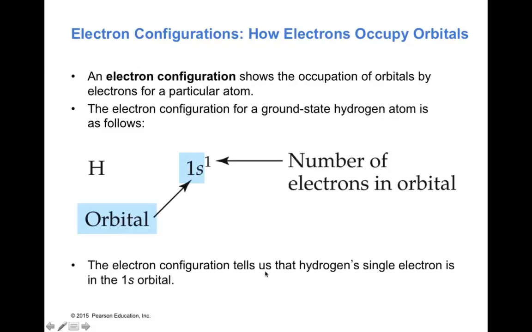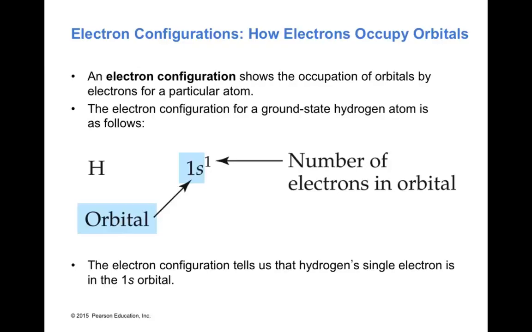The electron configuration tells us that hydrogen's single electron is in the 1s orbital. Even though hydrogen has just one electron, it also has all the other orbitals. It has a 2s, a 2p, a 3s, 3p, 3d. It has all of them available, but just one electron. That's really important. So hydrogen has other orbitals, but they don't have any electrons. There is just one electron.